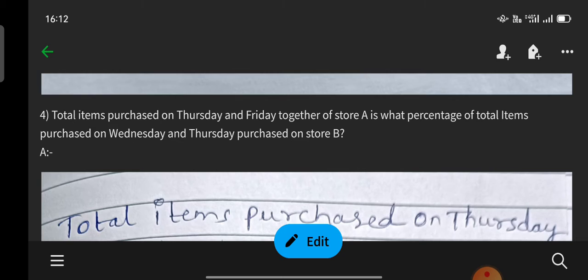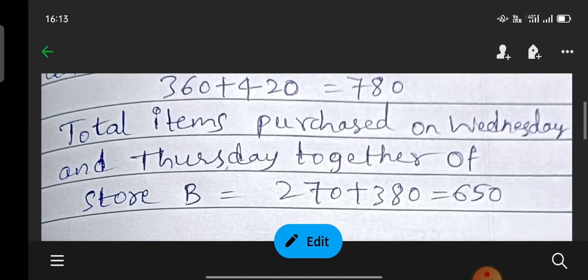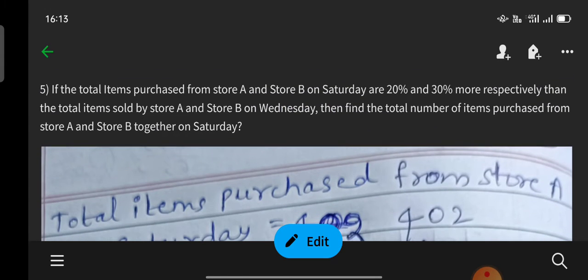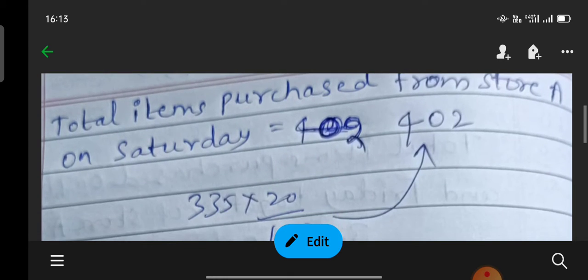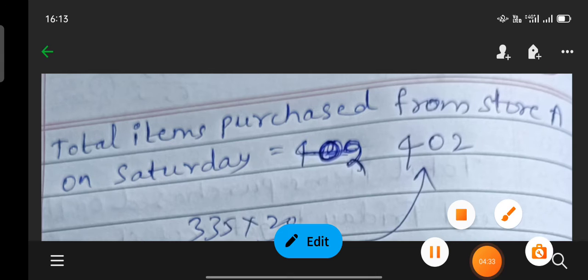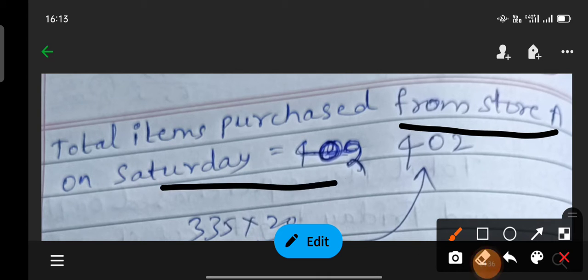Coming to the fourth question, total items purchased on Thursday and Friday together of store A is what percentage of total items purchased on Wednesday and Thursday together of store B? This is also the same as the previous question. Fifth question: if the total items purchased from store A and store B on Saturday are 20% and 30% more respectively than the total items sold by store A and store B on Wednesday, then find the total number of items purchased from store A and store B on Saturday. So the total items purchased from store A on Saturday is 402.